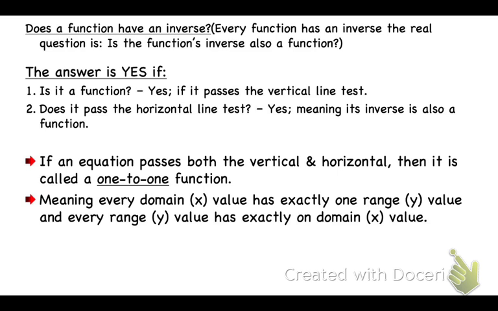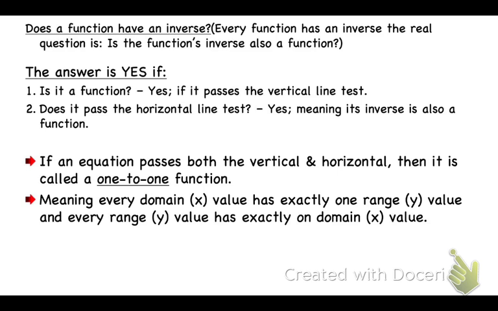Okay? So the answer is yes if it is a function, first of all, so it passes the vertical line test, every x has 1 y. Does it pass the horizontal line test? Remember we're talking about a 1-to-1 relationship? Okay, so that means I passed the horizontal line test, meaning every y has 1 x. So if an equation passes both the vertical and horizontal line tests, then it is called a 1-to-1 function.